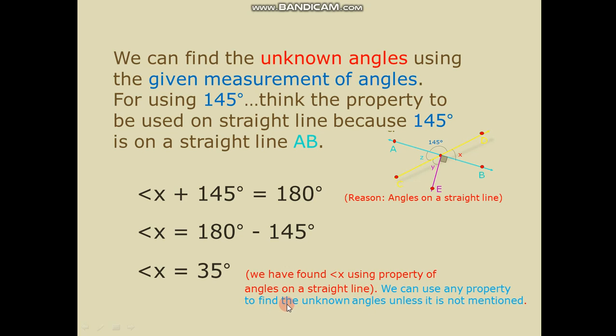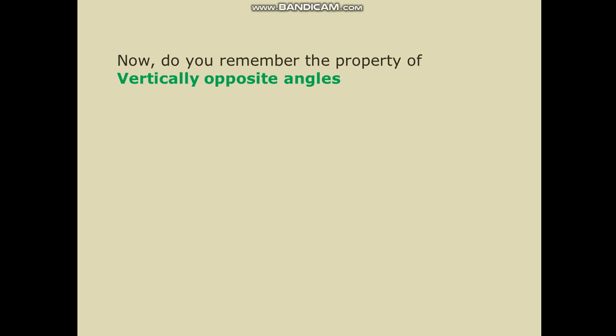We can use any property to find the unknown angles unless it is mentioned otherwise. What does this blue line mean? If you are not restricted to use any one property, then you can use any one of the three properties that you have learned earlier. I found the property of angles on a straight line easier here to find angle x, so I have used this property. I was not restricted in the question, so I used my own way. If you are not restricted, then you can use any of the three properties that you have learned. This is how we are going to solve these three unknown angles and find the measurements.